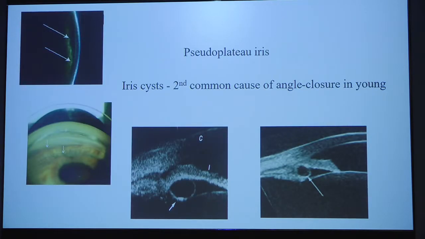Another condition, though this falls under the category of secondary glaucomas, but it needs to be kept in mind, is the pseudoplateau iris, where iris cysts are the second commonest cause of angle closure in young patients. So you do a UBM and you can see either those posterior surface iris cysts or ciliary body cysts or masses. And on gonioscopy, they will be just seen as small humps or bumps in the iris and localized elevations.